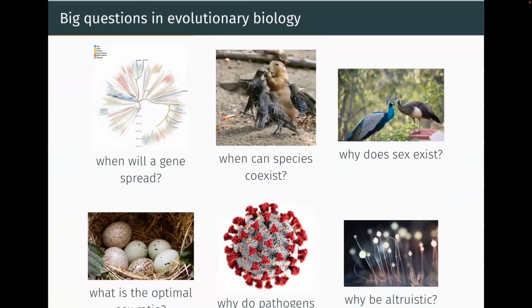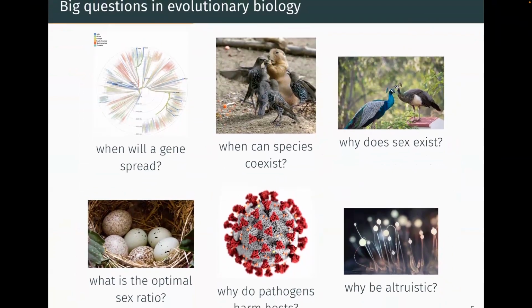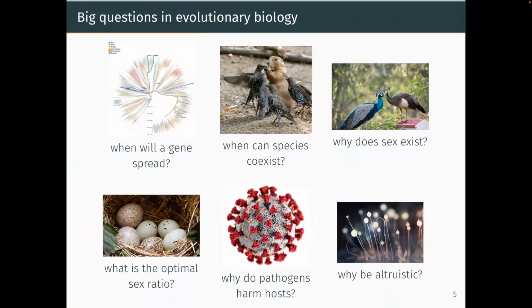That's how we learn. Okay, so what are we going to be doing in this course? Well, we're going to be doing mathematical modeling. We're thinking about the mathematics of evolution. But what kind of questions are we going to be answering? I've just put up a few examples here. The kinds of questions that we can use math to answer are some of these big questions that exist in evolutionary biology. So for example, when will a gene spread through a population?